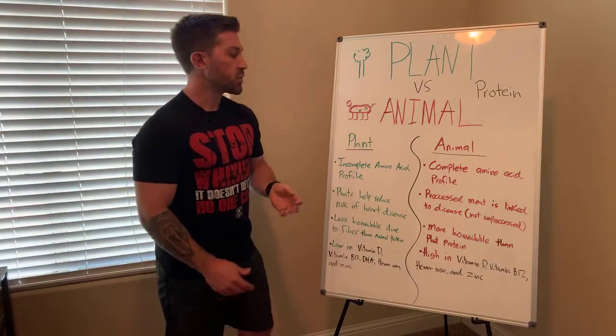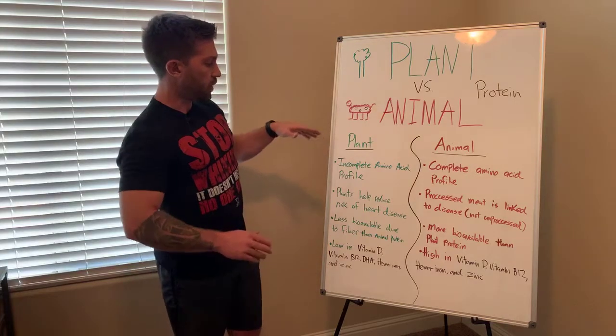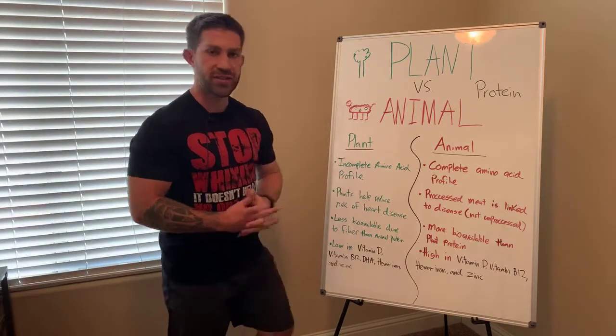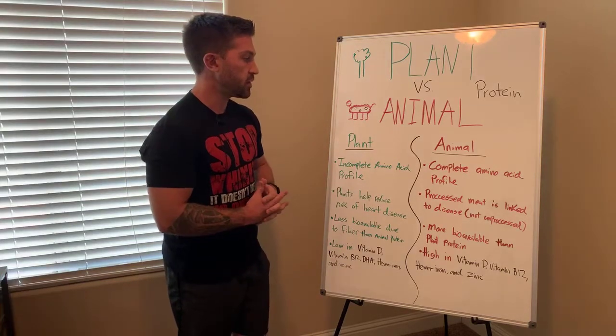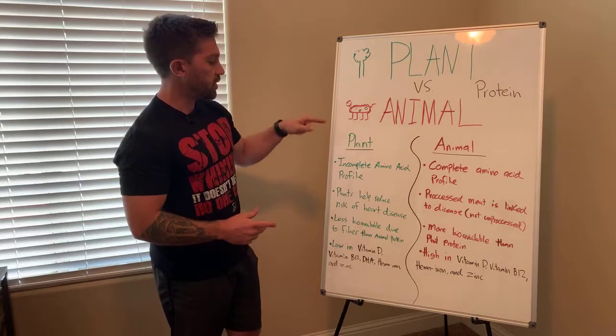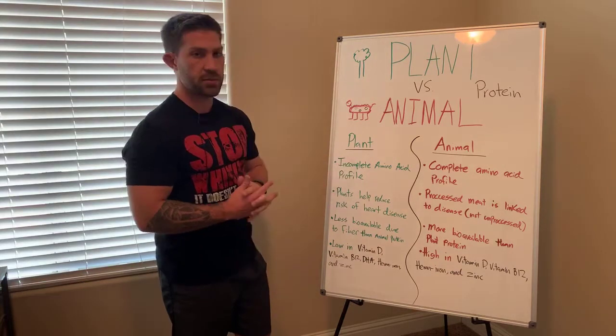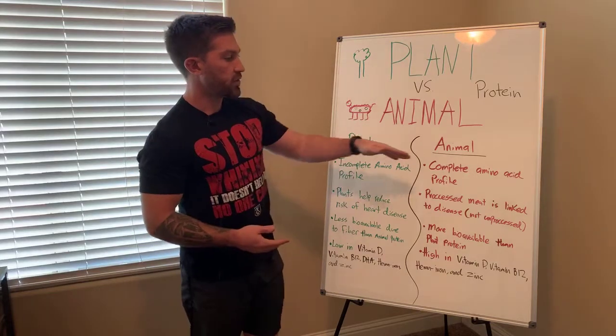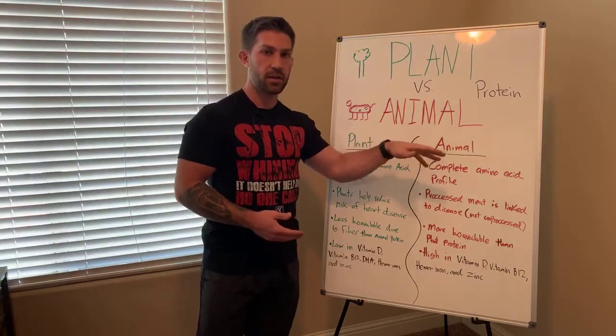So let's go ahead and start off at the very top. I did my best to compare equal characteristics or differences in these plant versus animal comparisons. The very first thing is incomplete amino acid profile. Plants have an incomplete amino acid profile, whereas animal proteins have a complete amino acid profile.